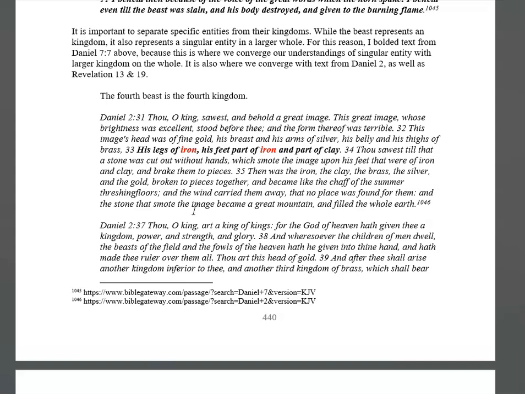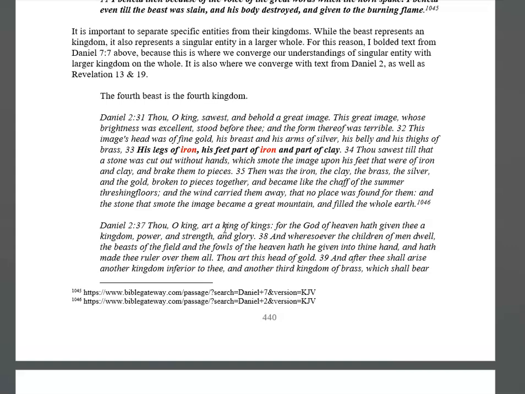Thou, O king, art a king of kings, for the God of heaven hath given thee a kingdom, power, and strength, and glory. He's speaking to Nebuchadnezzar. And wheresoever the children of men dwell, the beasts of the field and the fowls of the heaven hath he given into thine hand, and hath made thee ruler over them all. Thou art this head of gold. So Babylon, Nebuchadnezzar, head of gold.